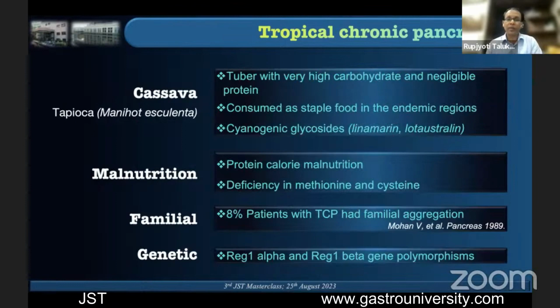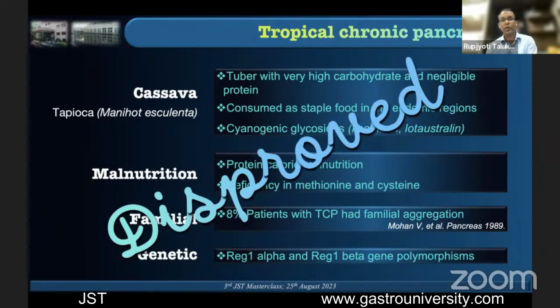Several etiological factors had been ascribed, like cassava, which is tapioca, which used to be the staple food of many of these people in this endemic region, not only in Kerala, but all regions in the tropical belt. Malnutrition was supposed to be one of the etiologies. Familial, because there were 8% patients with clustering of this disease, and few genes like REG1 alpha, REG1 beta were ascribed. But eventually, over the years, several studies have actually disproved these. So these were not really specific to this disease, and even people who did not have these risk factors had similar type of chronic pancreatitis.